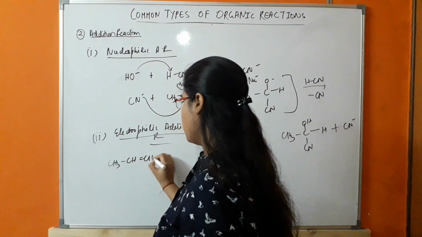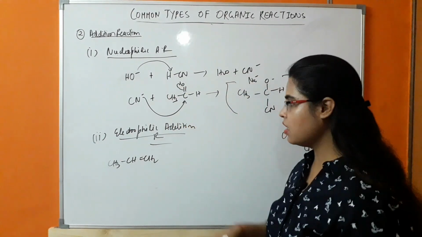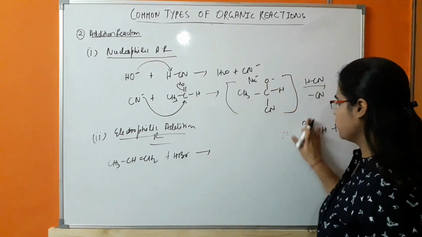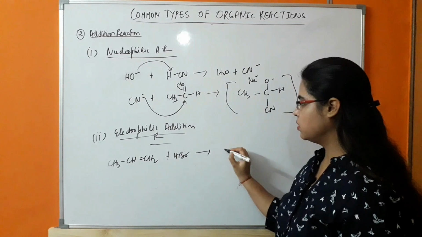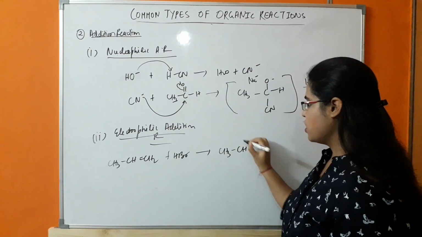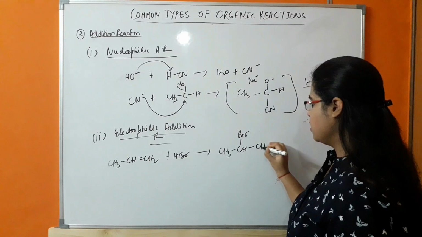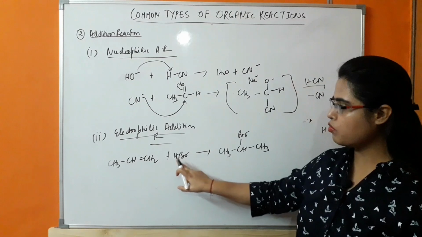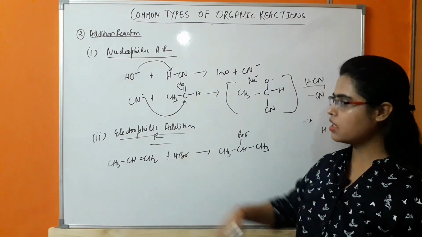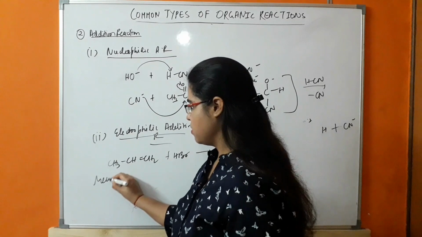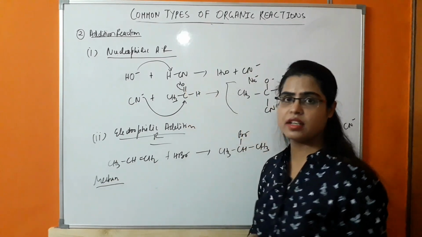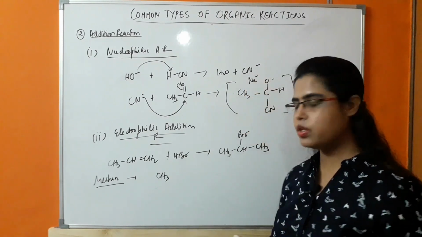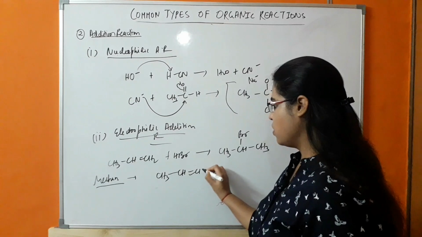Example, CH3, CH double bond CH2. This is an unsymmetrical alkene, prop-1-ene. When reacted with HBr, this will form CH3, CHBr, CH3. So this will be the formation, and there will be the addition of both hydrogen and bromine. So the mechanism behind this reaction is, in this, carbocation formation will be taking place. So this reaction will occur in two steps.